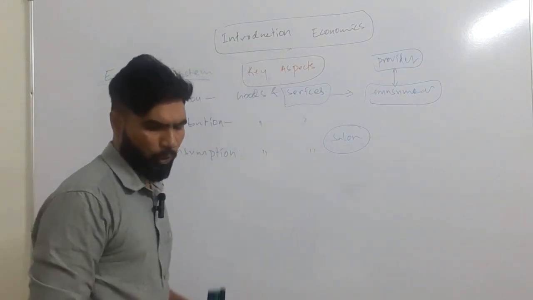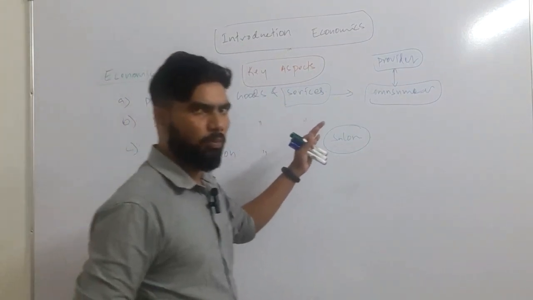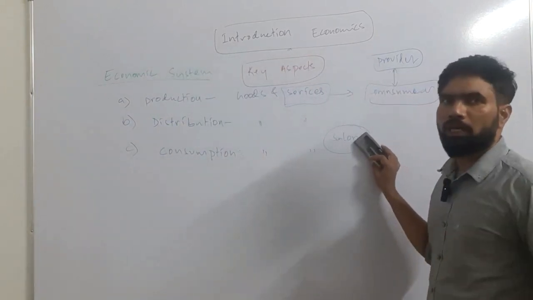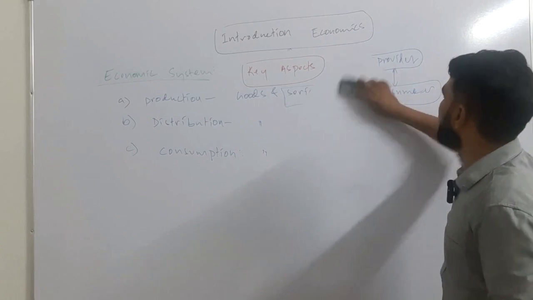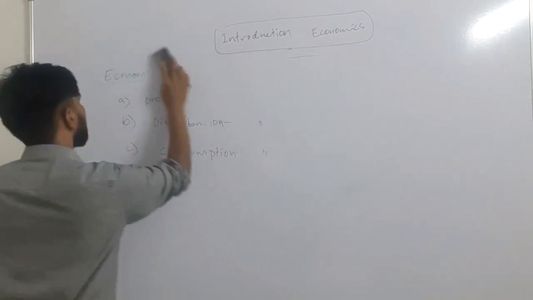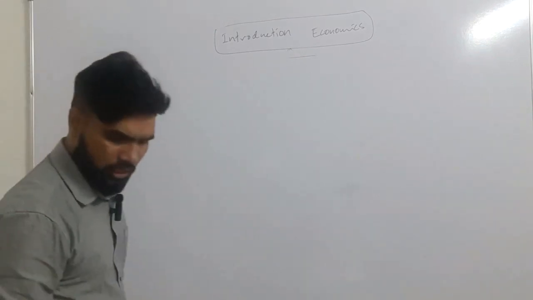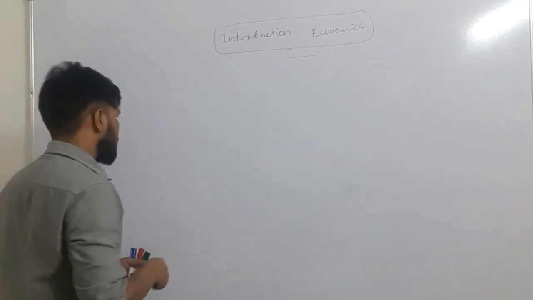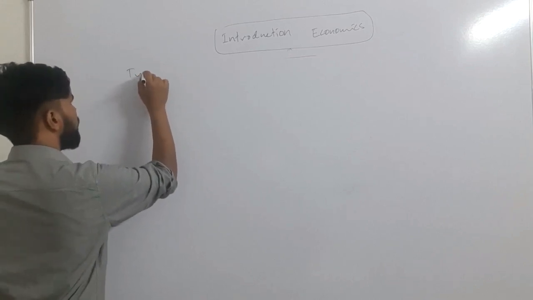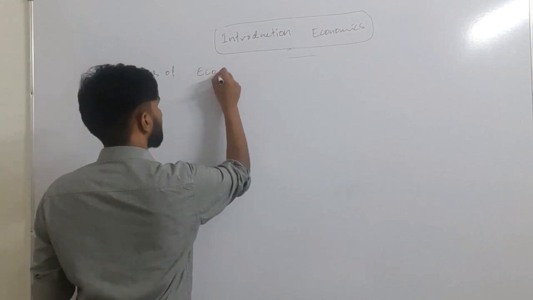Right. So briefly, these are the key aspects of economic systems, or we can also call them the components of an economic system. We will move forward. We have understood what an economic system is. Now we will try to understand the types of economic systems.